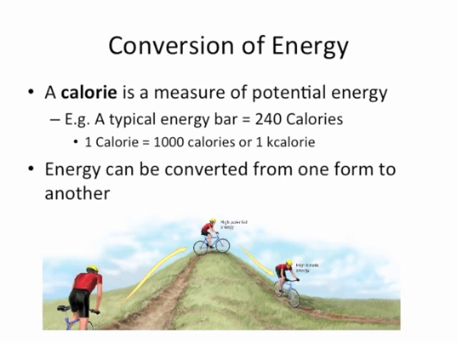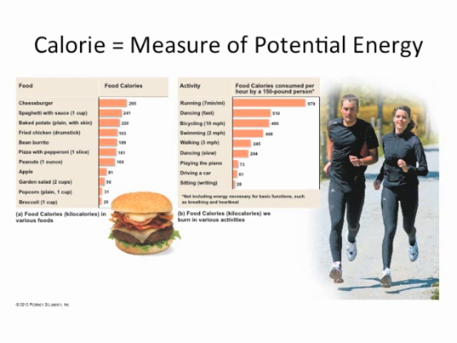Okay. So here's just kind of an example. This is not a slide that I gave you, but here's some examples of typical food sources. So one cup of broccoli has about 25 calories in it. A cheeseburger has about 295 calories in it. So different amounts of food, or different kinds of food have different caloric values. They have different amounts of potential energy.